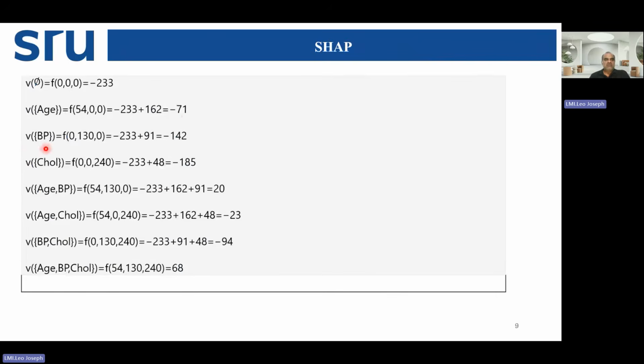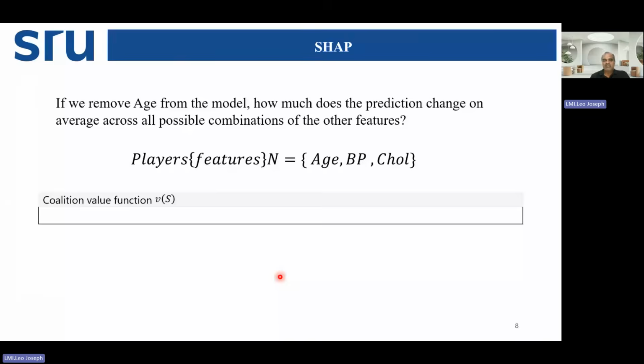Then what is the subset if I am considering only BP? So 0, 130, 0 gives minus 142. Similarly, cholesterol, 0, 0, 240, this thing. These values you are getting from before. If I am adding weights, this value will come. You can see here, 3 into 54 is 162, 0.7 into 130 is 91, 0.2 into 240 is 48. These values are what I am using there: 162 plus 91 plus 48.